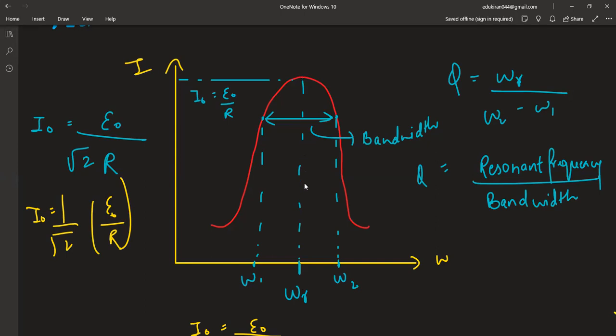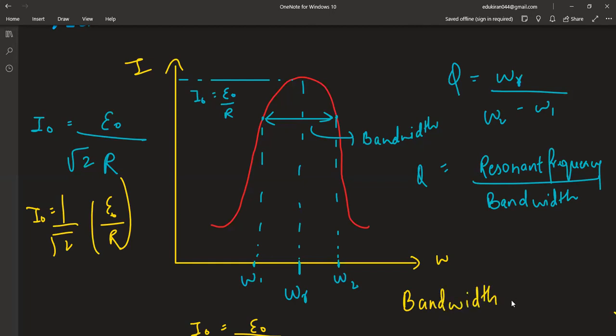So this is the resonance frequency. At the maximum value of current, I have taken the resonance frequency. Now, one point left to it and one point right to it, I have taken omega 1, omega 2. These are all the frequencies actually. Resonance is this. So this separation, that is the difference between omega 2 and omega 1, is called bandwidth.